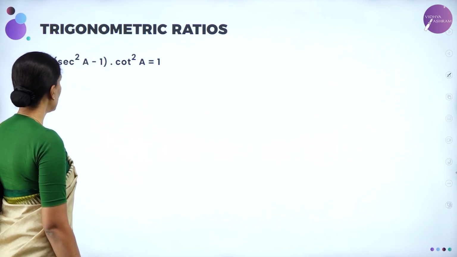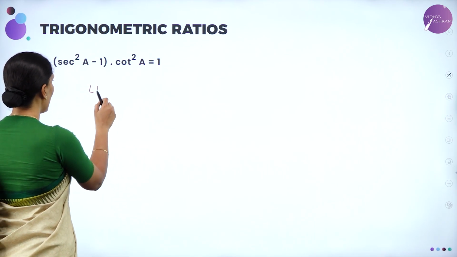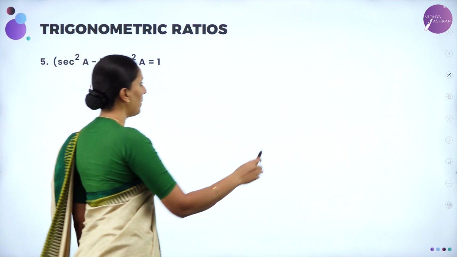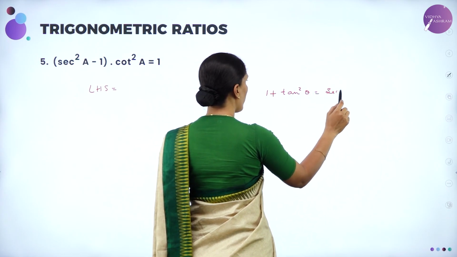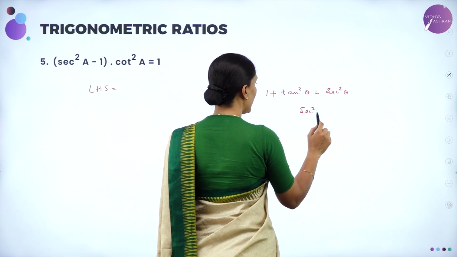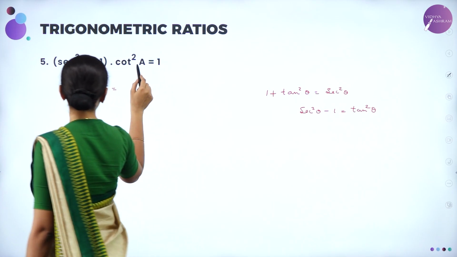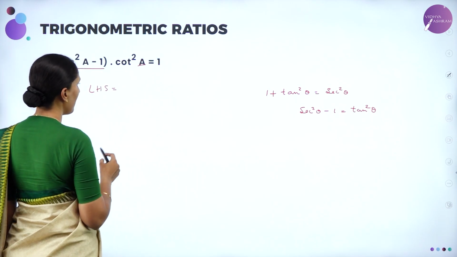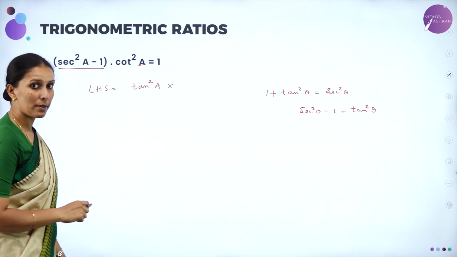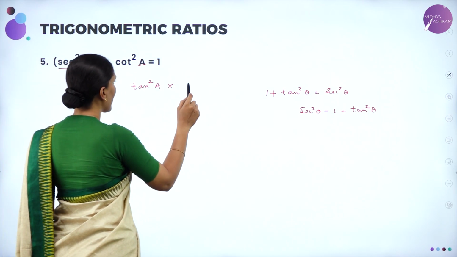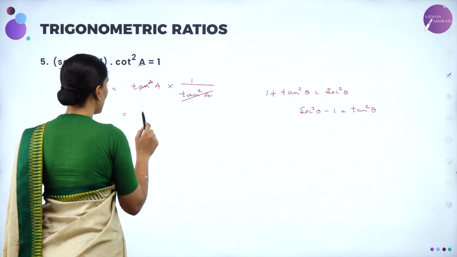Next question. Secant square A minus 1 into cot square A is equal to 1. Let me consider the LHS. So, we know that 1 plus tan square theta is equal to secant square theta, and secant square theta minus 1 can be written as tan square theta. So, instead of theta, we have A here. So, I can write secant square A minus 1 as tan square A. And we know that cot is reciprocal of tan. So, therefore, cot square can be written as 1 by tan square. So, this cancels and the value is 1.